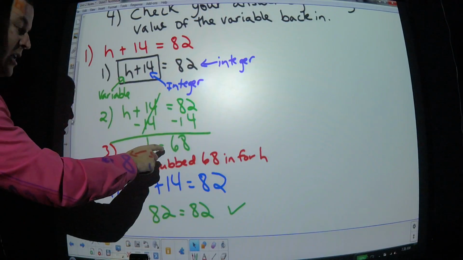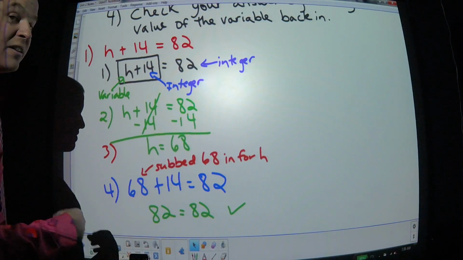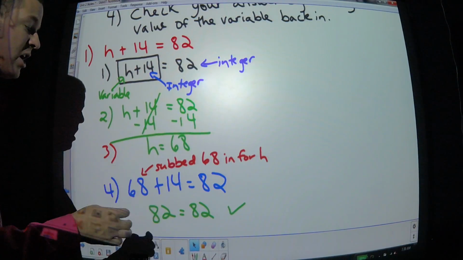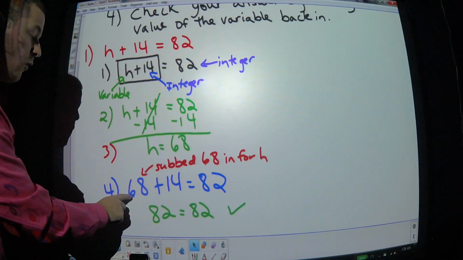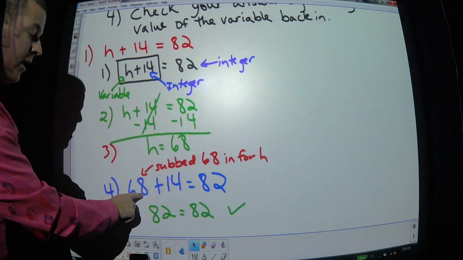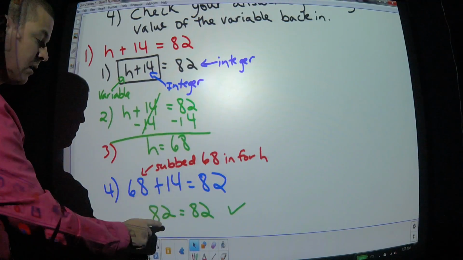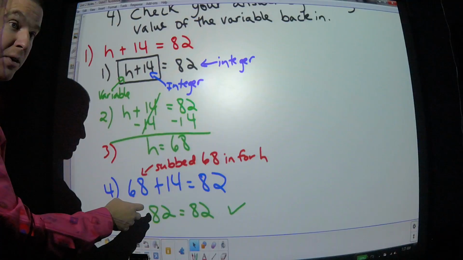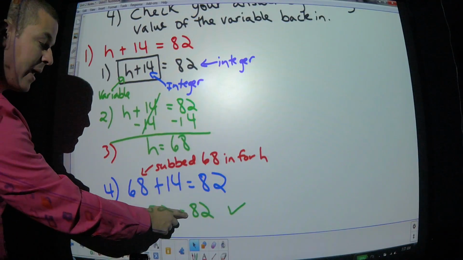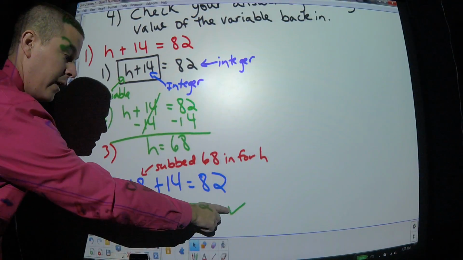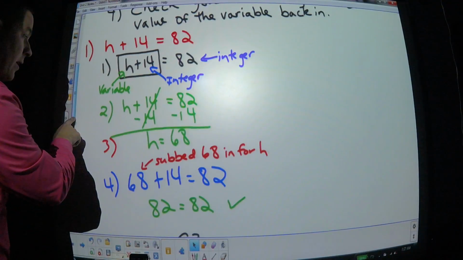Now that we've solved for h and we know that h is 68, we need to substitute back in to double check and make sure that it's right. So step 4, substitute 68 in for h. 68 plus 14 equals 82. Actually do 68 plus 14 and you get 82. So 82 is equal to 82. Therefore it is right.